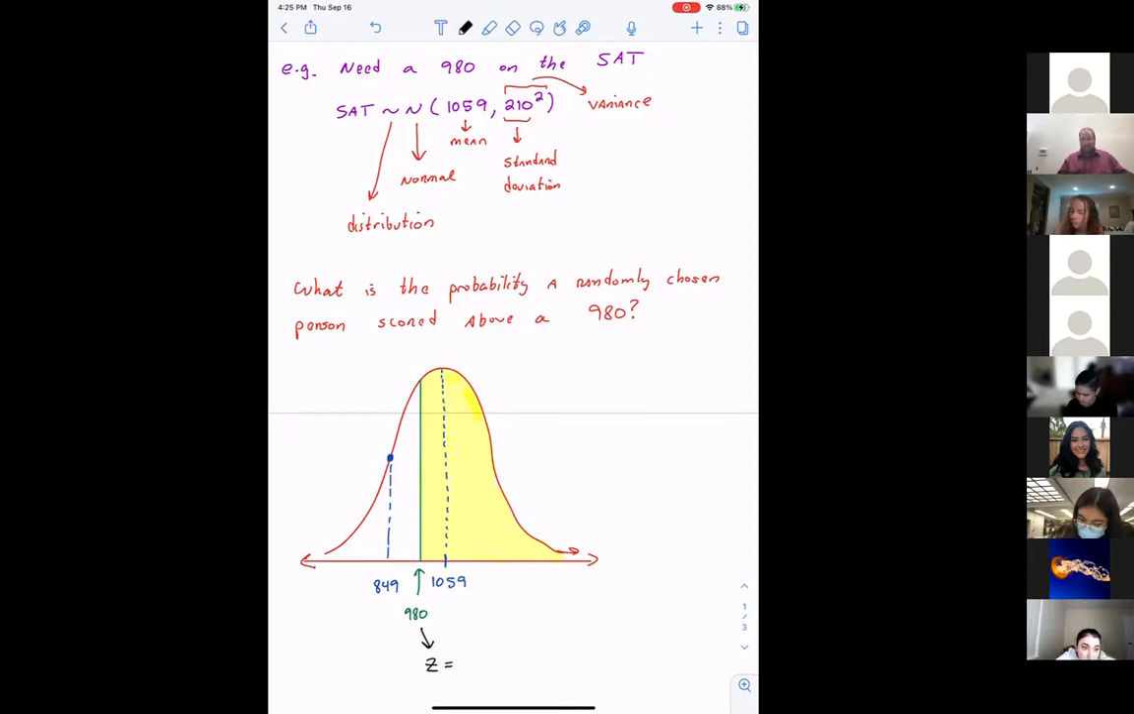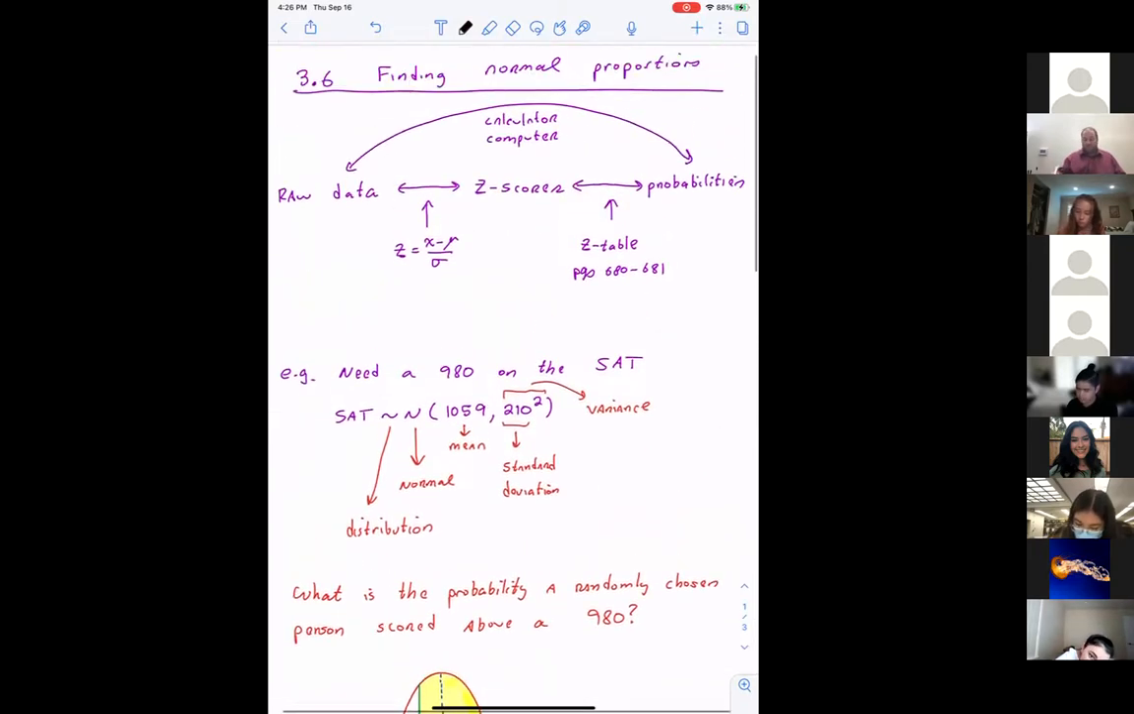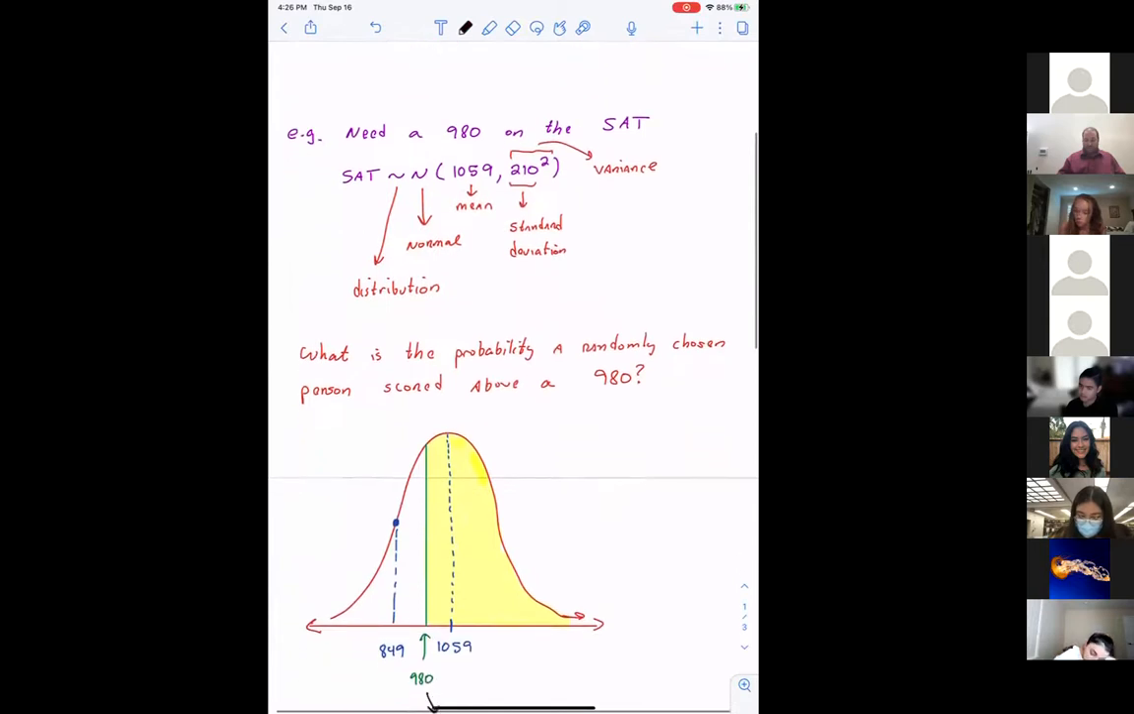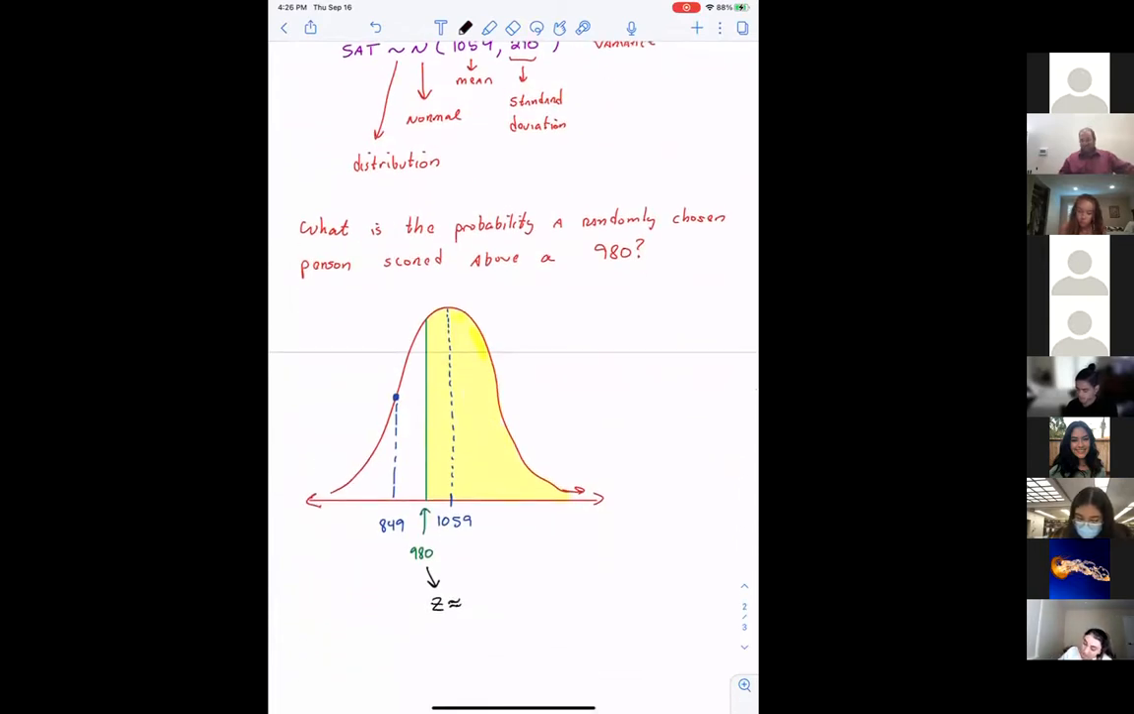To, let's say, 3 decimal places. The formula for the z-score, I just wrote down, we saw it before. The formula for the z-score is x minus mu over sigma: data point minus mean divided by standard deviation. So what do I get for my z-score?